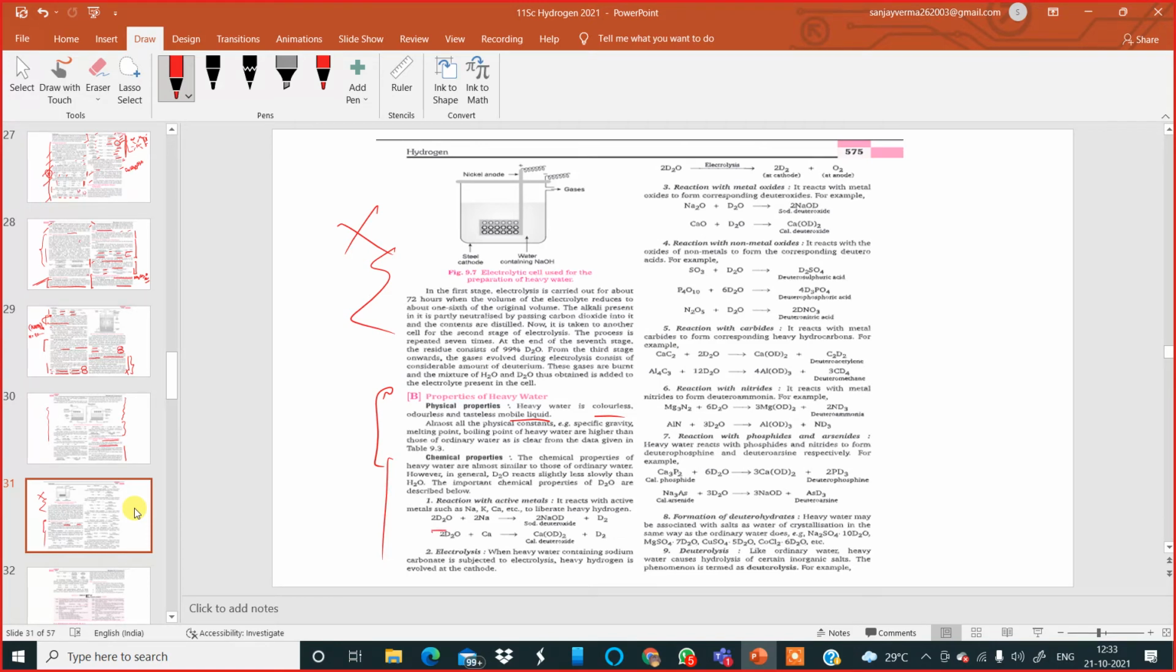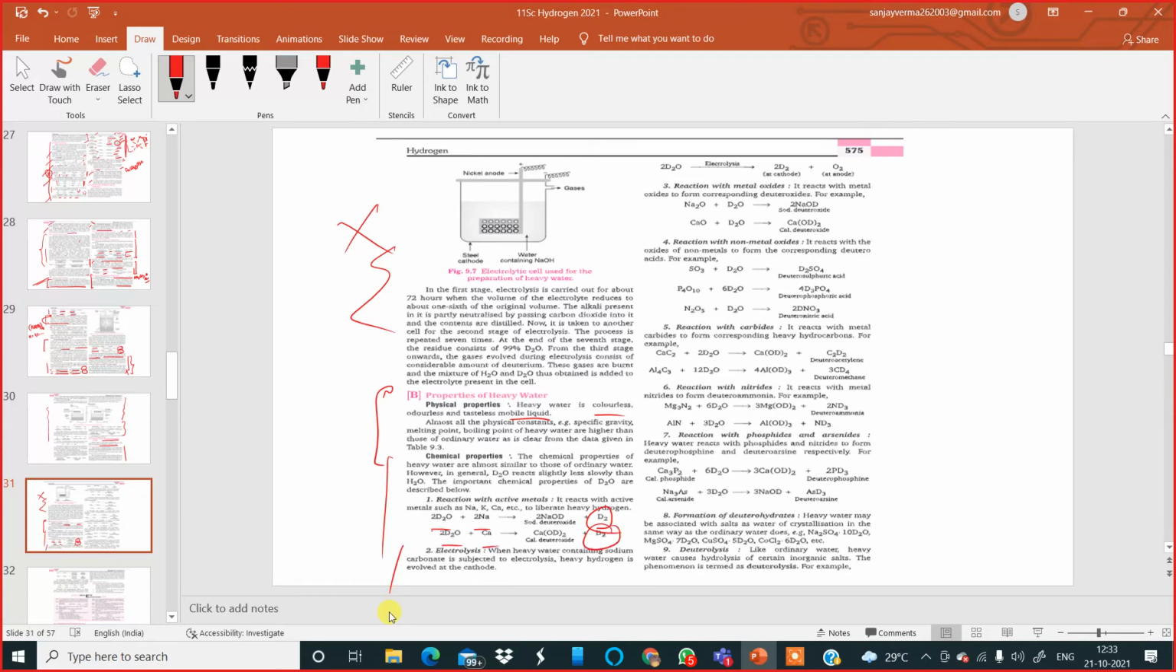Reaction of heavy water with sodium liberates D2, and with calcium liberates D2, like hydrogen. Electrolysis: if you pass electric current through heavy water, it produces deuterium molecule at the cathode and oxygen at the anode. Similarly, if you react with metal oxides, the reaction is the same, giving sodium deuteroxide, calcium deuteroxide. Reaction with non-metal oxides is the same: deuterium oxide with sulfur trioxide, phosphorus pentoxide, dinitrogen pentoxide produces deuterosulfuric acid, deuterophosphoric acid, deuteronitric acid.